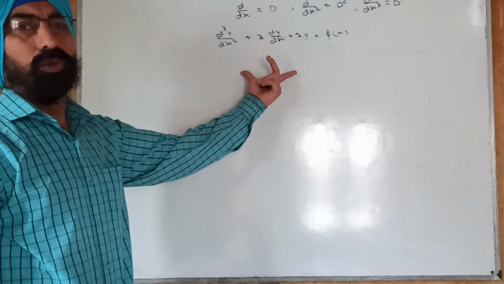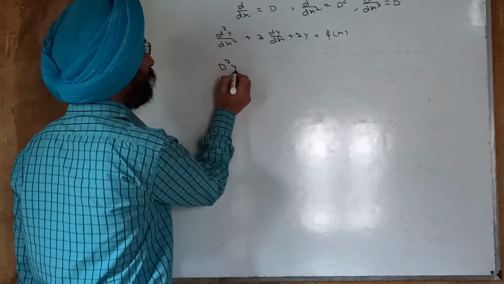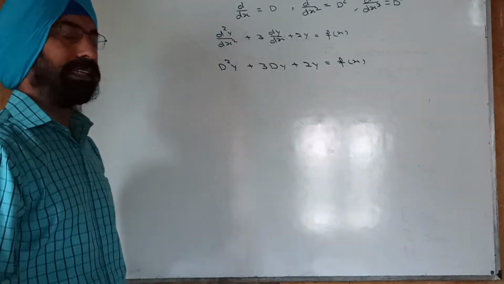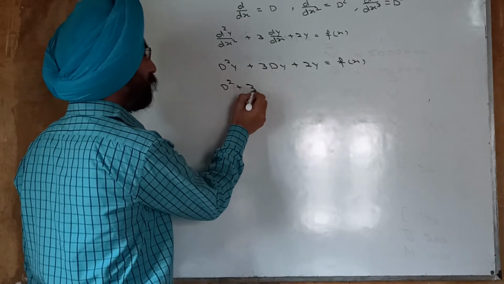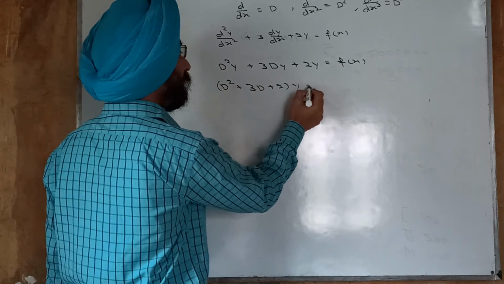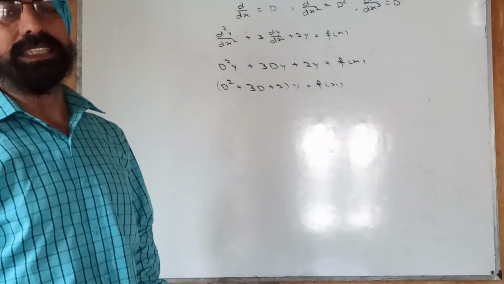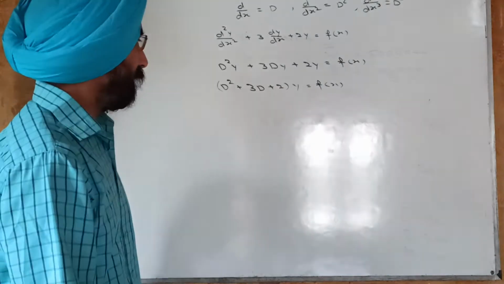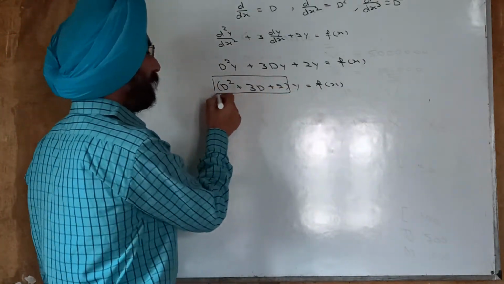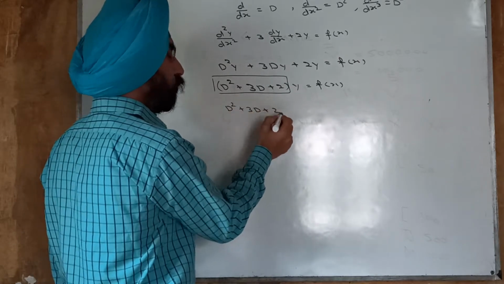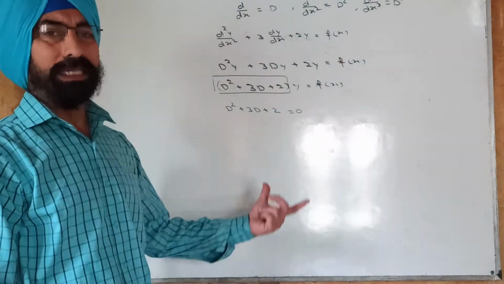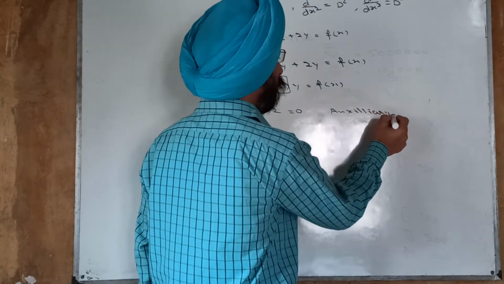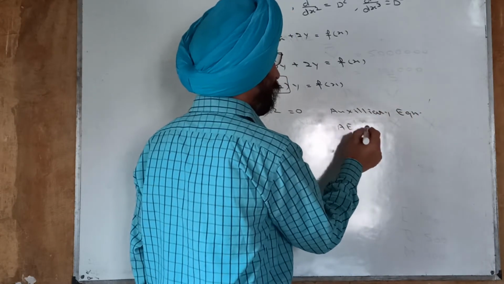So what will this equation look like? It will look like D²y + 3Dy + 2y = f(x). That means you can say (D² + 3D + 2)y = f(x), and we will call this equation symbolic form. And this expression, D² + 3D + 2, if we equate it to 0, will be an equation in D and will be called the auxiliary equation, and we will denote it by AE.